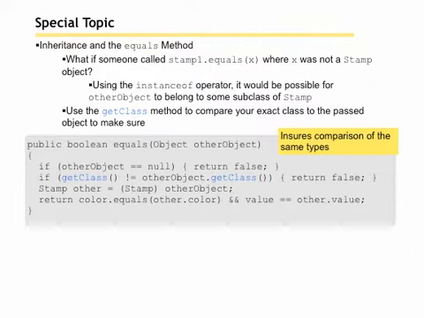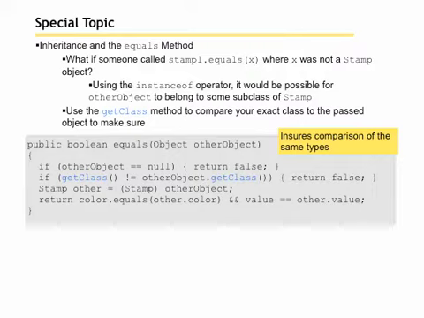Let's talk about the equals method, which is part of the Object class and is part of the AP subset. What if someone called stamp1.equals(x), where x was not a Stamp object? Using the instanceof operator, it would be possible for otherObject to belong to some subclass of Stamp. So we could use the getClass method to compare the exact class with the passed object, just to make sure. If otherObject equals null, return false, it means there's no other object to compare it to, so don't even bother.